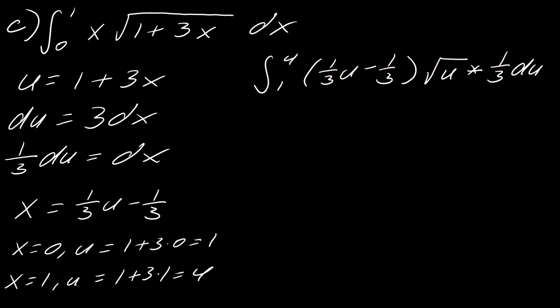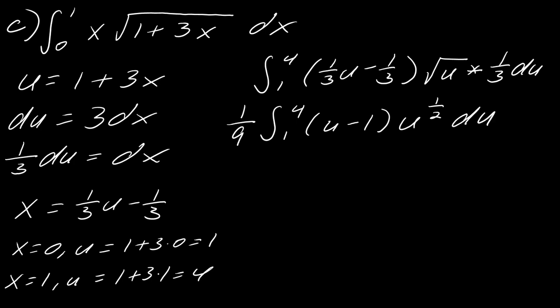Notice I can factor out this 1/3 out in front. I'm also going to factor out 1/3 from in here. So if I factor out 1/3 twice, this becomes 1/3 times 1/3, so this is 1/9. This will leave me with u minus 1 times u to the 1/2 du. Okay, so that's just factoring out some numbers.